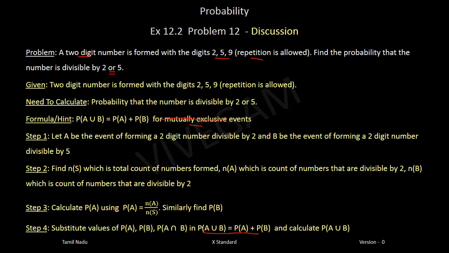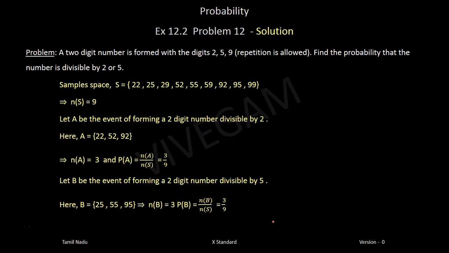What is the probability of selecting a number which is divisible by 2 or 5? As I said here, please add this minus P of A intersection B. We'll show in the solution that there are no numbers which can be formed out of these 3 digits that are divisible by both 2 and 5. So add this minus P of A intersection B, but P of A intersection B will be 0. I'll show it later. Okay, so now let's get into the solution.